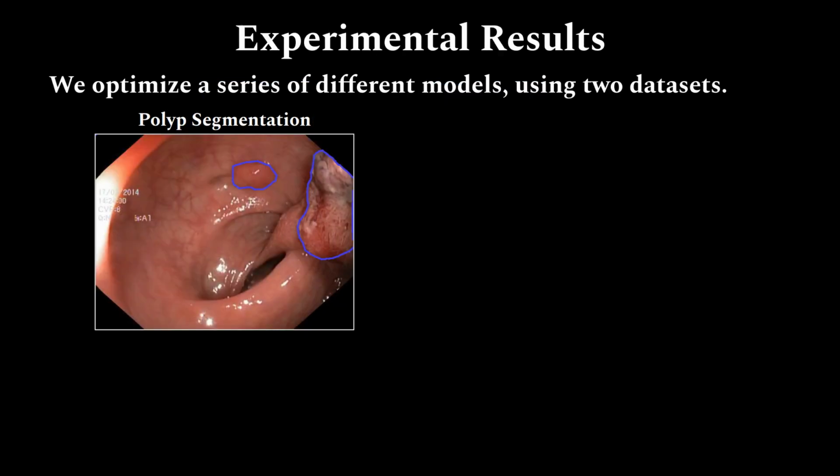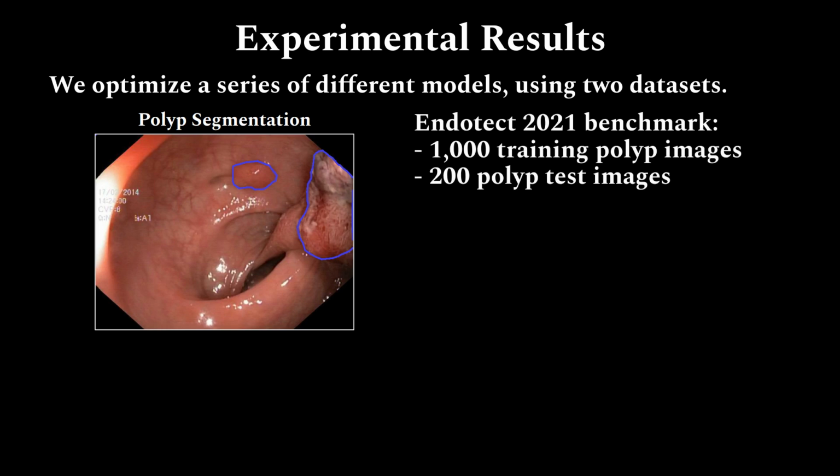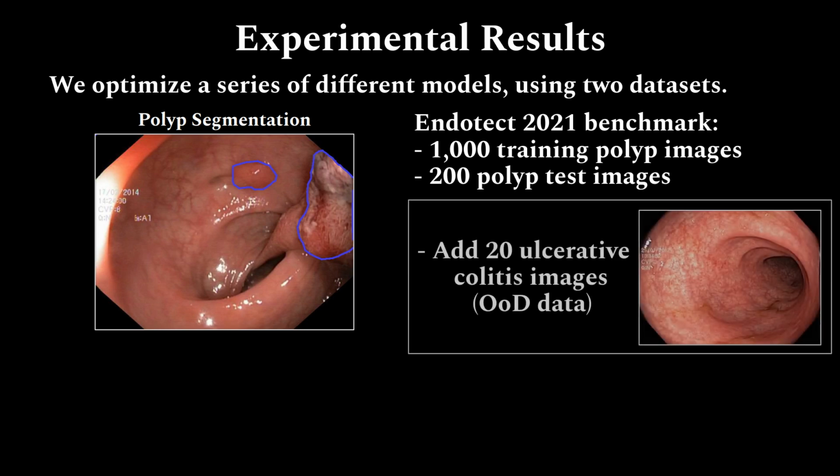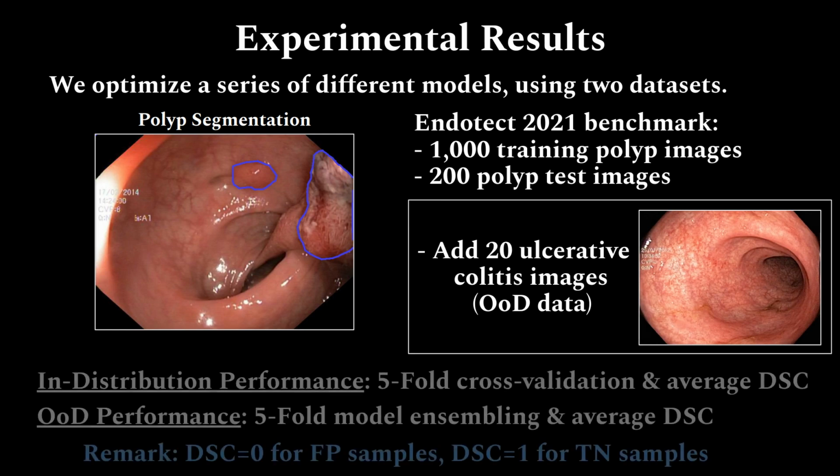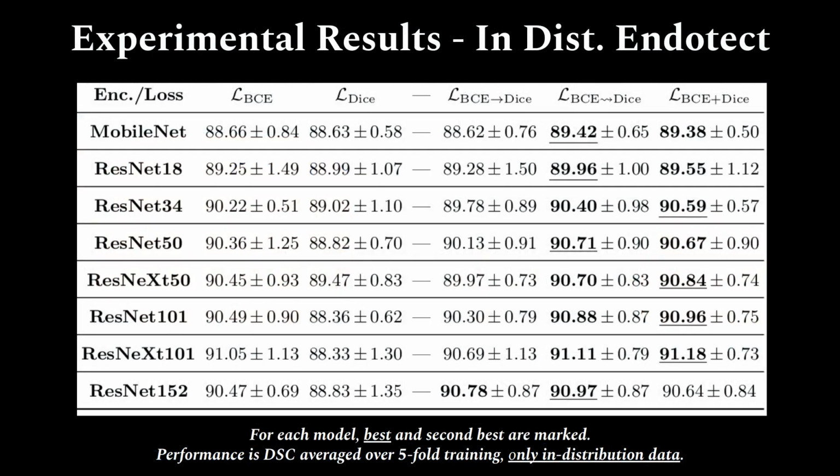Then in order to verify that this is actually a general claim, it's not only for this dataset, we also used a second dataset for polyp segmentation. So we took the Endotech 2021 benchmark that contains 1000 training images, all of them with polyps, and then a test set with 200 polyps. Okay? Now, in order to have out-of-distribution data in the sense that we are talking of here, we also added 20 ulcerative colitis images. So this is going to be our OOD data because these are images without polyps. The performance is measured in the same way, and the results are, well, there's better performance because this is an easier problem, easier dataset, but the conclusions seem to be similar actually.